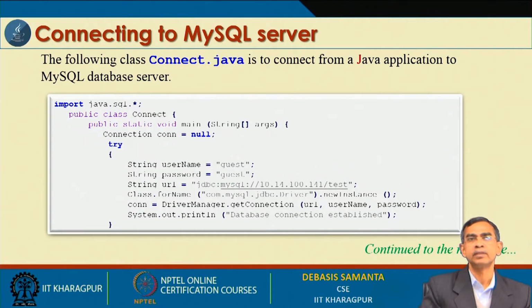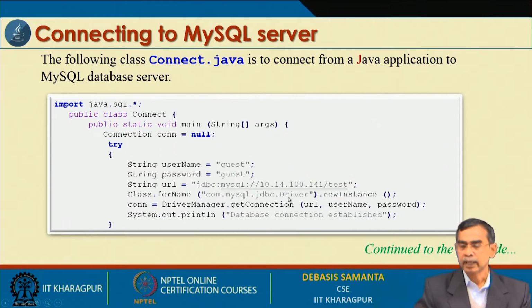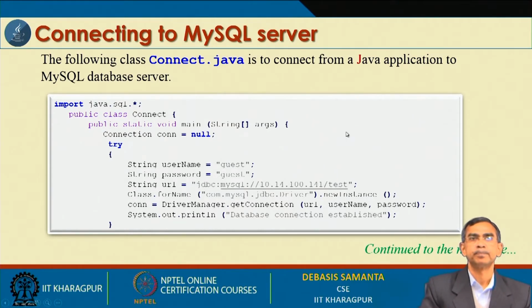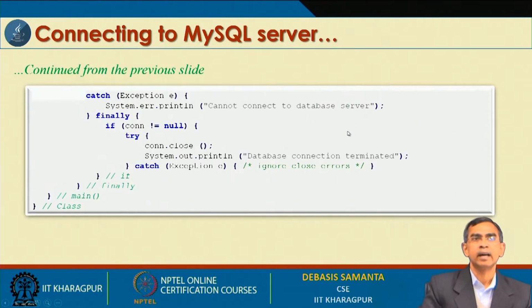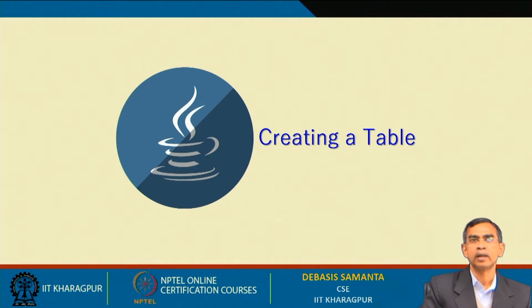Finally we can have this statement, System.out.println, database connection established successfully. All these things should be put under a try-catch block, as I have already told you, in order to handle any exception which may occur during either this step or this step. So this is the method by which a connection can be made, and this is a simple statement that you have to follow. Usually in every Java application you have to include this kind of code in your program always.